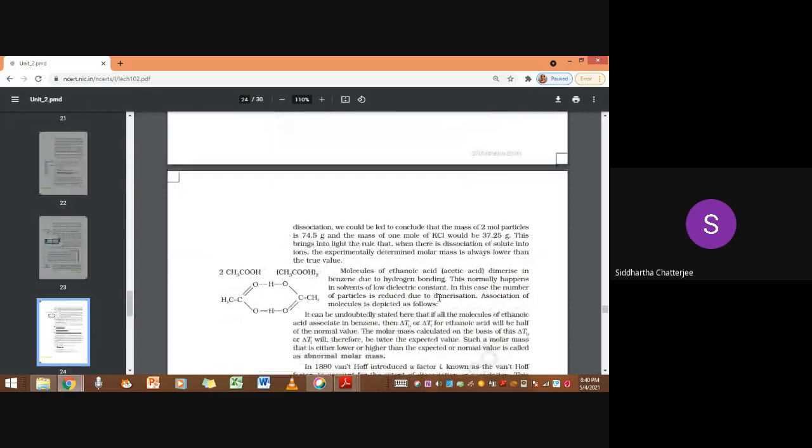Then abnormal molar mass, as we have already explained. Suppose in the case of ethanoic acid, acetic acid, when you dissolve it in the benzene solvent, generally these acetic acid molecules will associate. So what you will find is that the observed colligative property is going to be half of the expected one, because association of the acetic acid or ethanoic acid molecules is taking place in the benzene solvent.